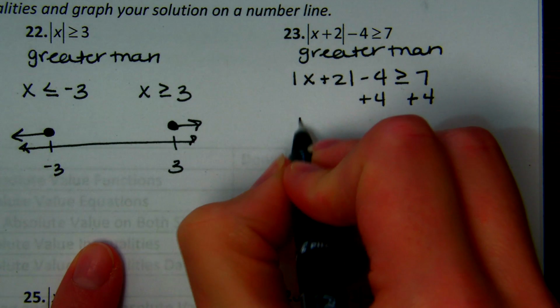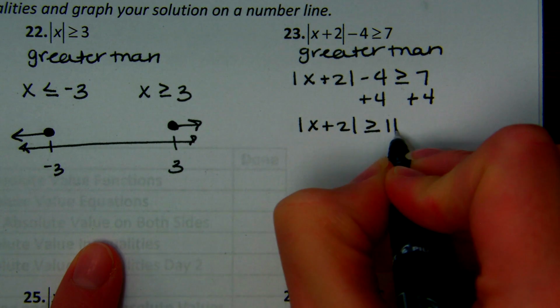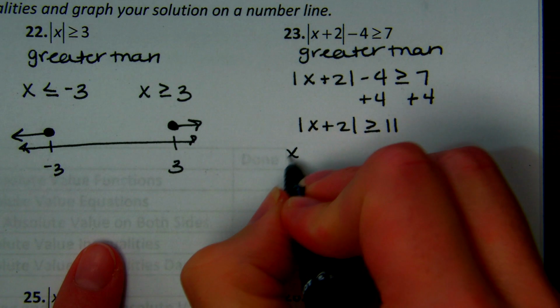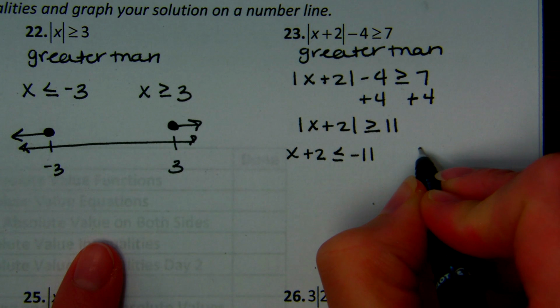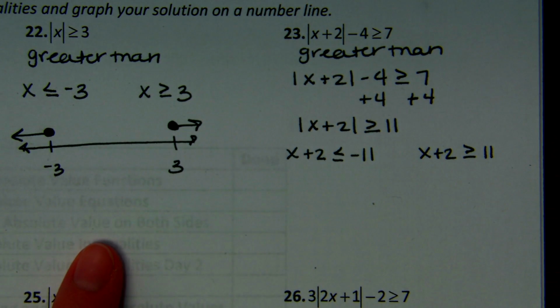And so you get the absolute value of x + 2 is greater than or equal to 11. And only now, when the absolute value is alone, can I break that down into two inequalities. And the first one is x + 2 is less than or equal to -11, and the second one is x + 2 is greater than or equal to 11. And those are my two inequalities.